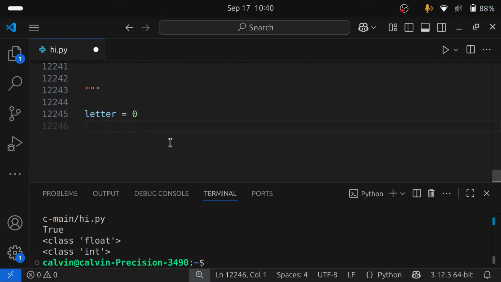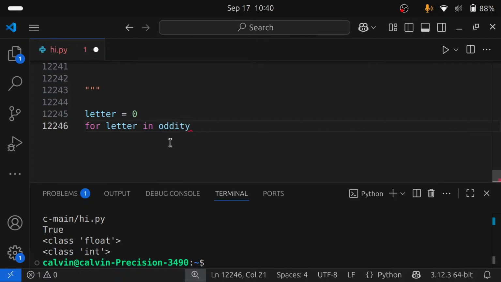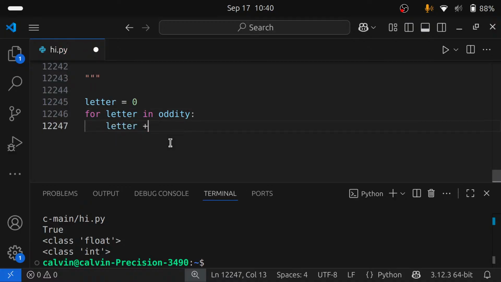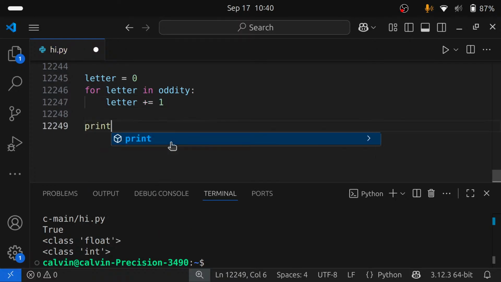And then I'm just going to say, what am I going to say? For letter and book, that's true. Okay. For letter and oddity, I'm just going to add 1 to letter each time. Remember this thing? Remember the little on its side? And then when I'm done with that, I'm going to print letter.